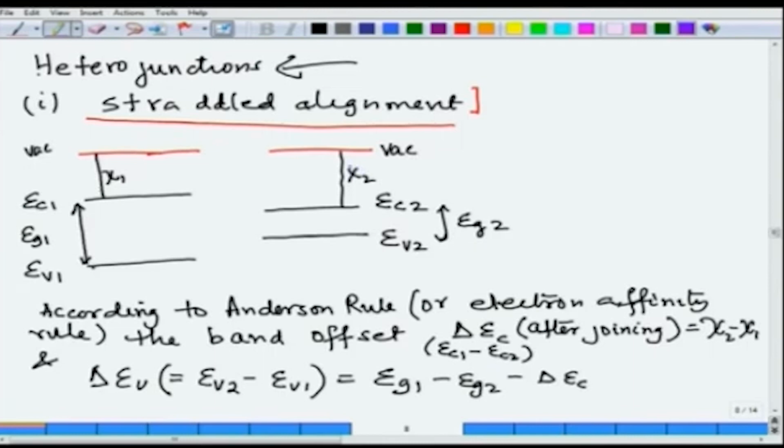Now, what do we do in this case? How do we make band diagrams? In this case also, remember the Fermi energy, which I have not drawn here yet, that Fermi energy will have to become equal.